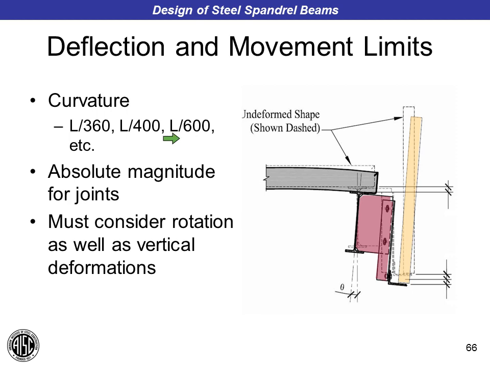So we need to think about how the spandrel beam deflects vertically as well as how it rotates under the facade loads to determine what the actual deflection should be. So we need to really pay close attention to the rotation of the spandrel beam as well as the vertical deformations.